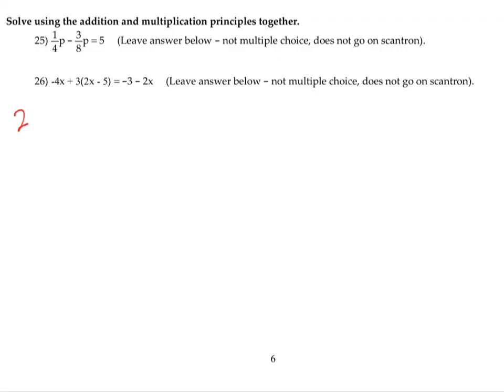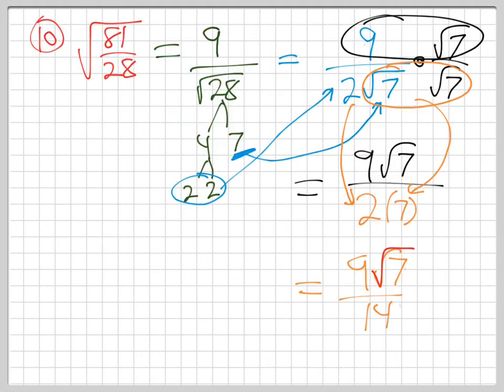Next, number 25. A fourth p minus 3/8 p is 5.